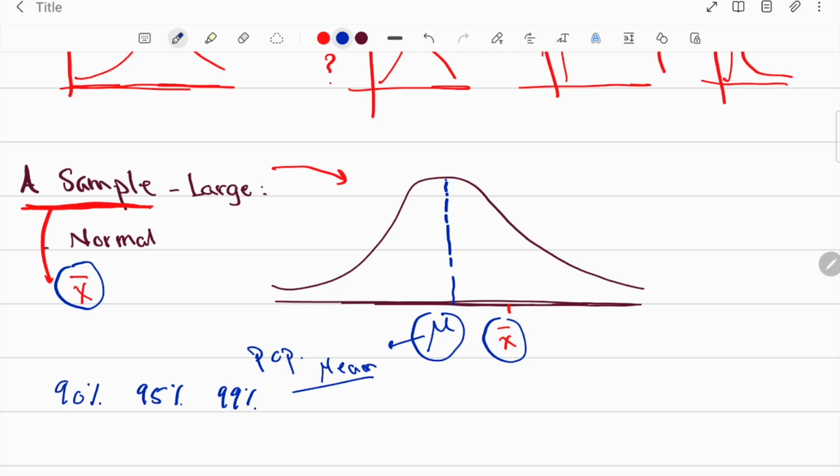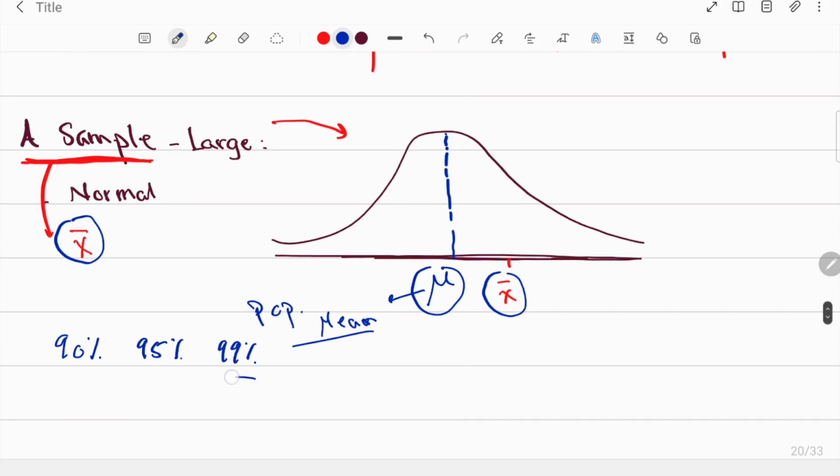If I take 100 samples, let's talk about this one, then mu is going to be between the two values in 99 of these samples. So the higher the confidence level is, the more accurate your estimation of the confidence interval for the population's mean is going to be.